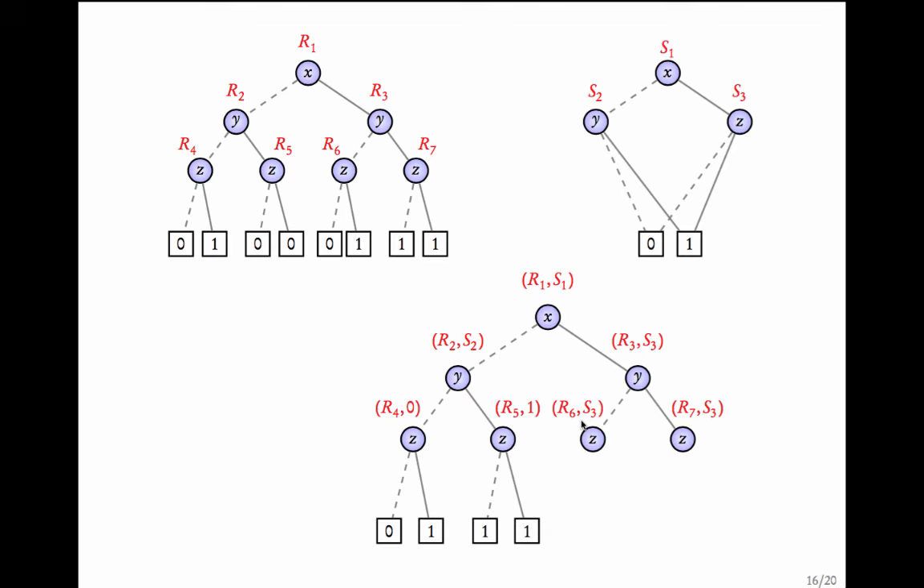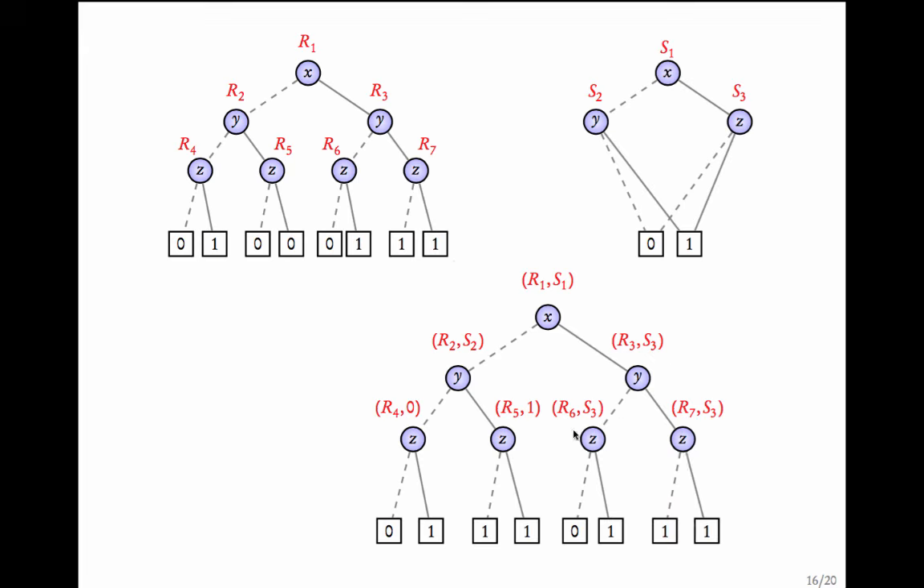Now here, you can take the left child from both because both of them are Z. When you take 0 from both of them, it goes to 0. When you take 1 from both of them, you have to go to 1 because 1 plus 1 is 1. When you take 0 from R7 and from S3, you go to 1. And when you take 1 from R7 and 1 from S3, you go to 1.